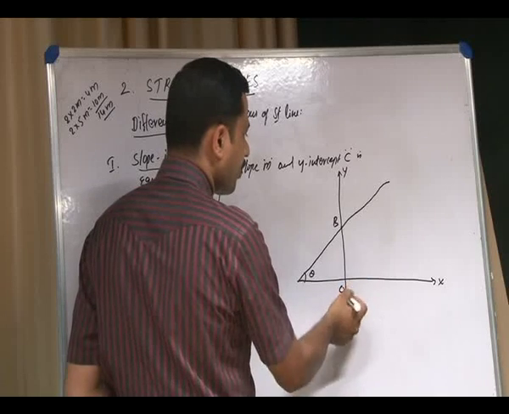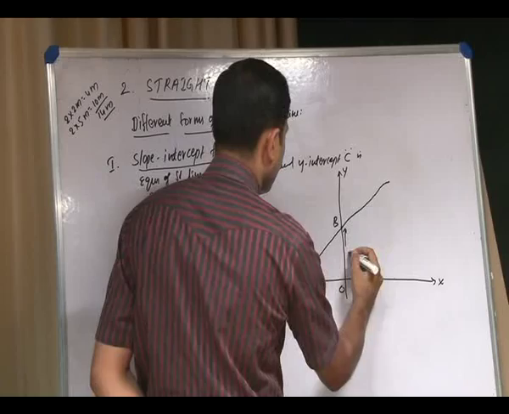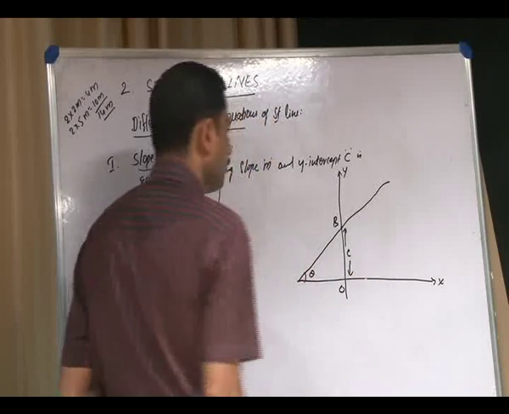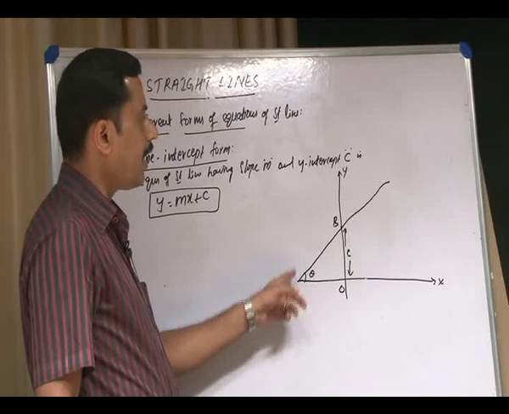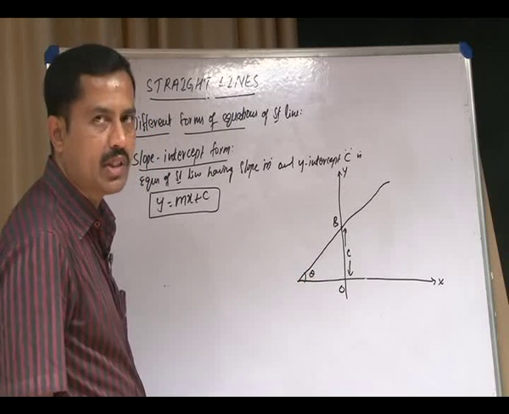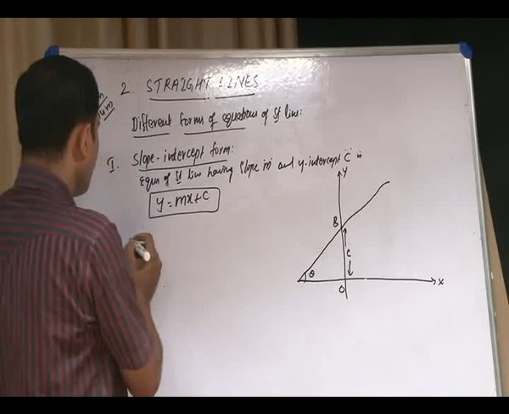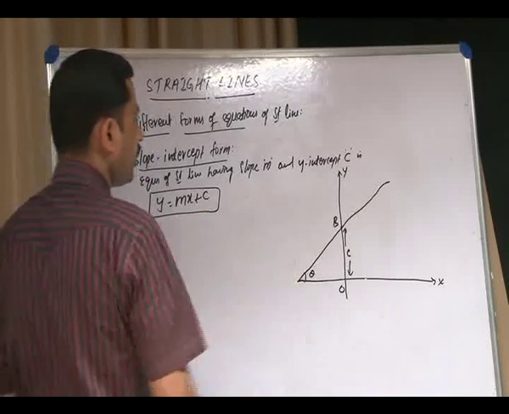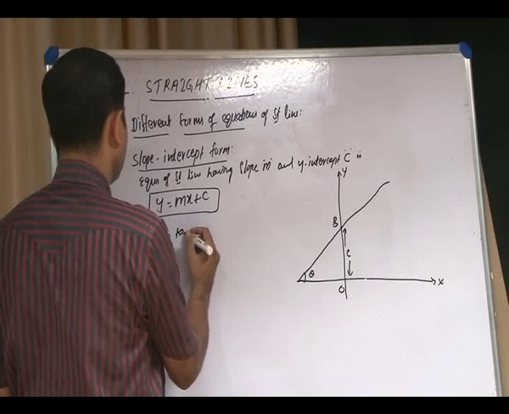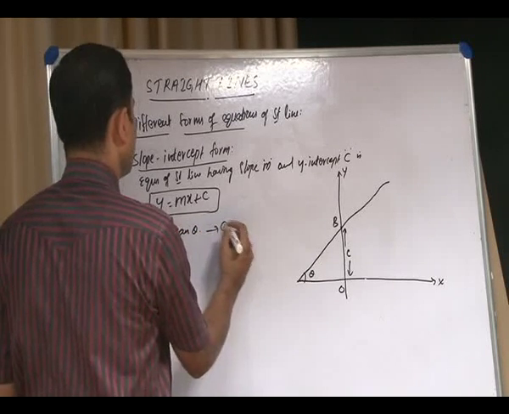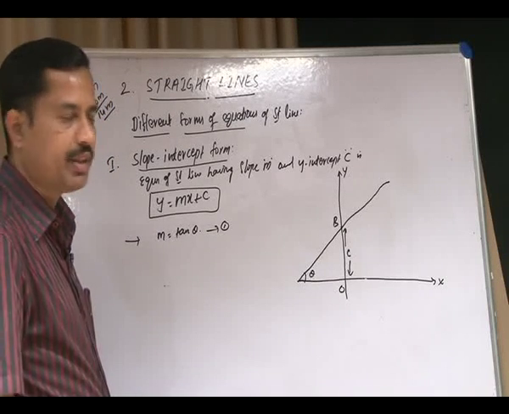Then the distance from origin to the point on y-axis is called y-intercept and that is represented as c here. C is called y-intercept. So here theta is the angle made by the straight line with positive direction of x axis. Then according to definition, the slope of that line is given by m is equal to tan theta.